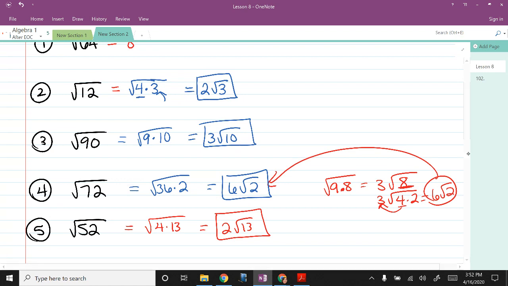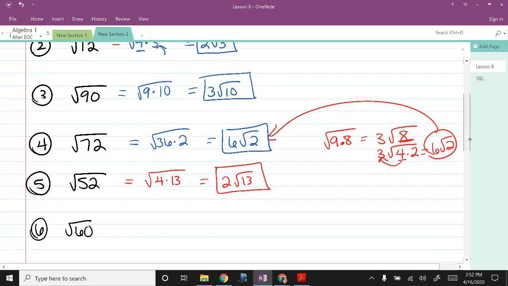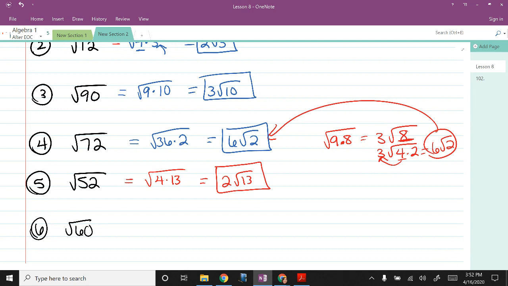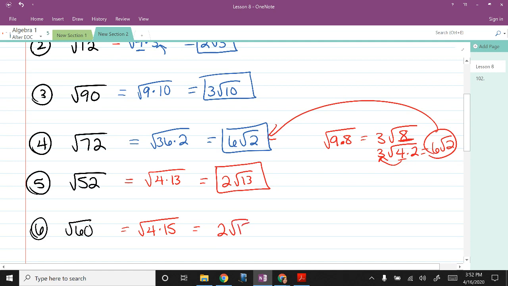All right. So I'm just going to do some examples. Round us out a little bit. Radical 60. The largest perfect square that goes into 60, and I believe that is 4 again. So this one is 4 times 15 is 60. And the square root of 4 is 2. So that is 2 radical 15. And that one is simplified because 15 doesn't have any perfect squares that go into it besides 1.